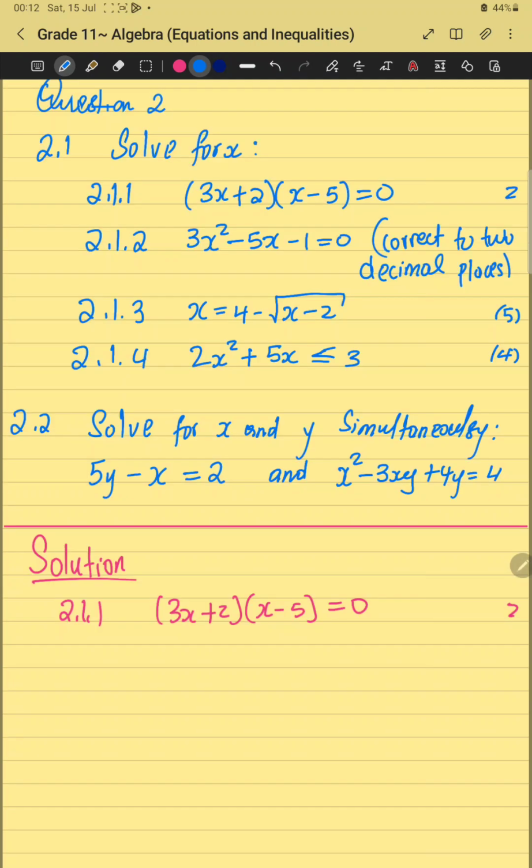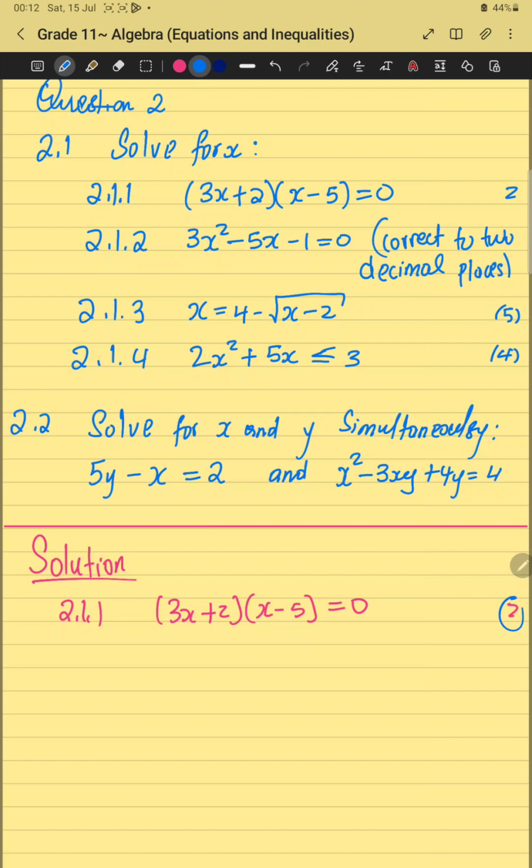Yeah, now let's look at question 2. We're still solving for x. Now the first part here, we are given 3x plus 2 and then x minus 5. That is only for 2 marks.